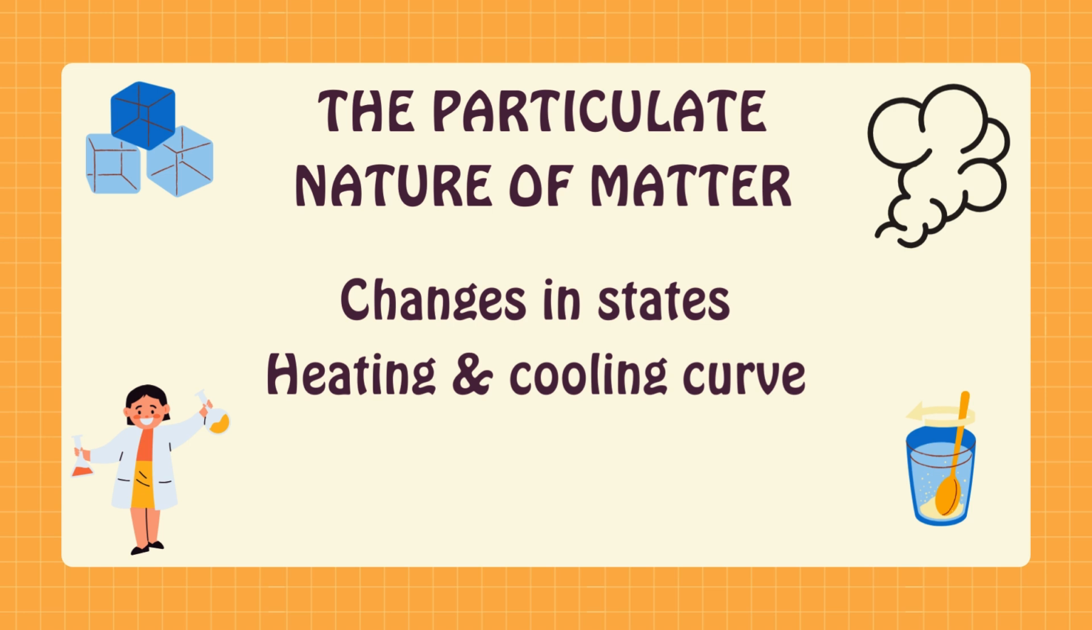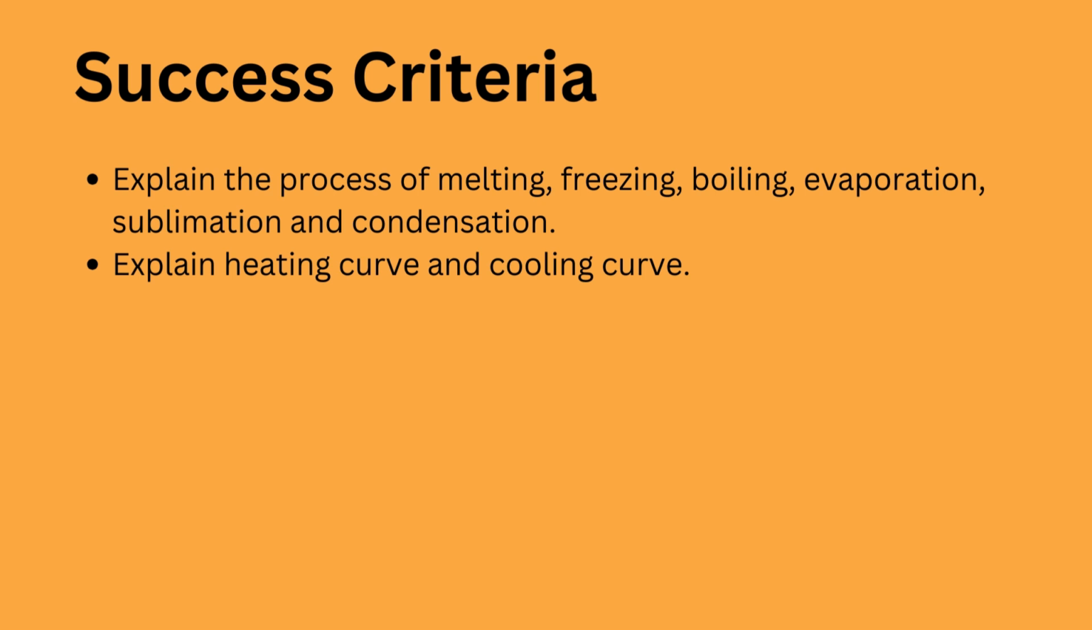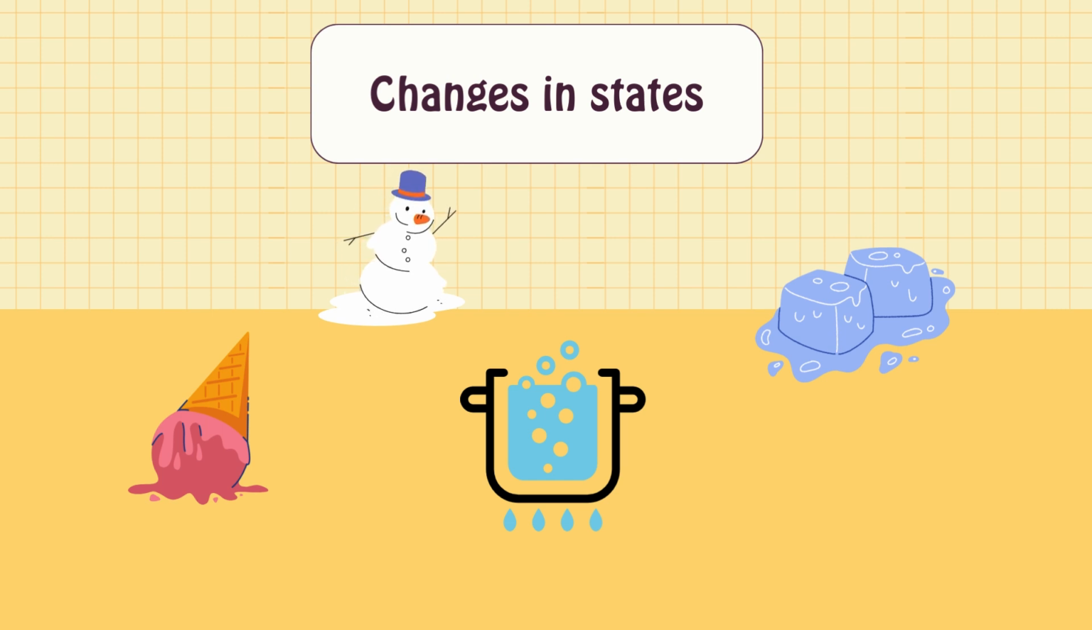In this lesson, you will learn about the changes in states of matter, heating and cooling curve. The success criteria for this lesson are: 1. Explain the process of melting, freezing, boiling, evaporation, sublimation, and condensation. 2. Explain heating curve and cooling curve. Let us now dive right in to learn about changes in states.